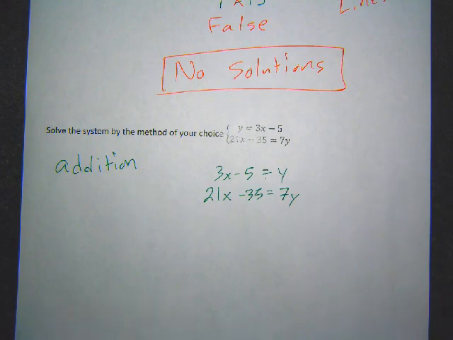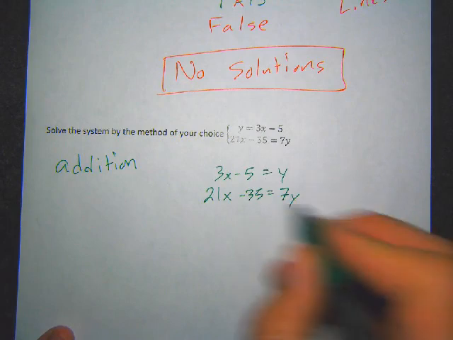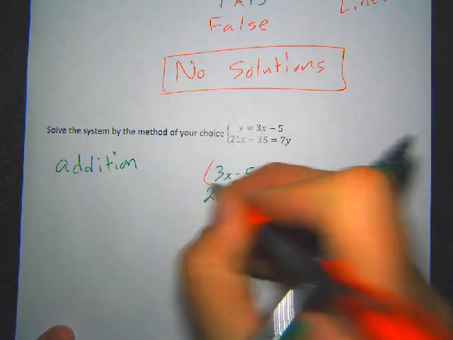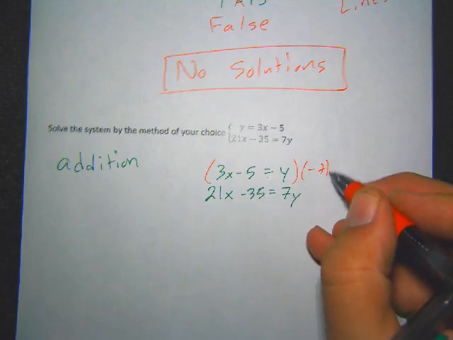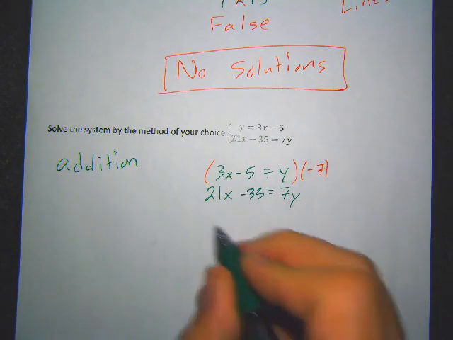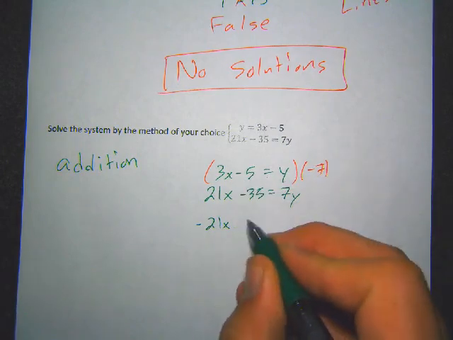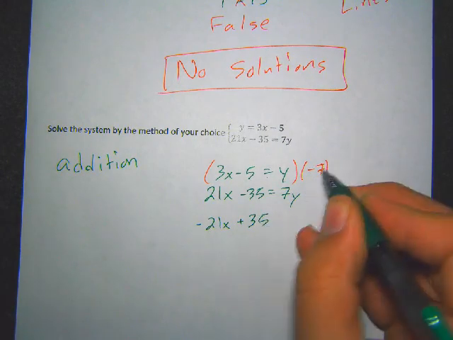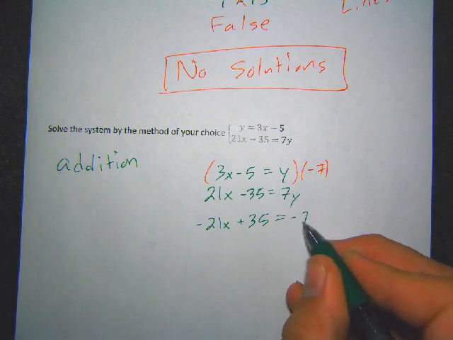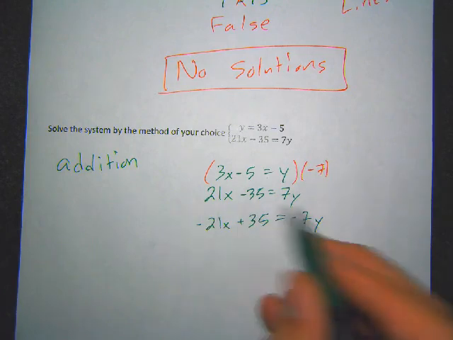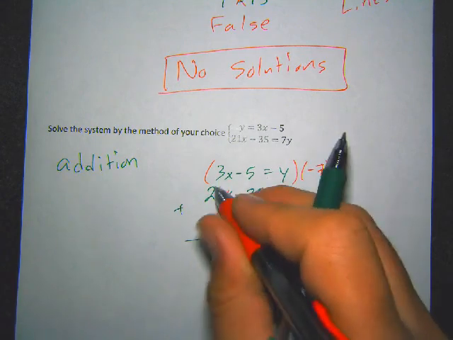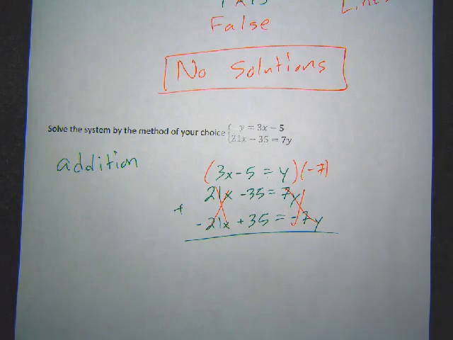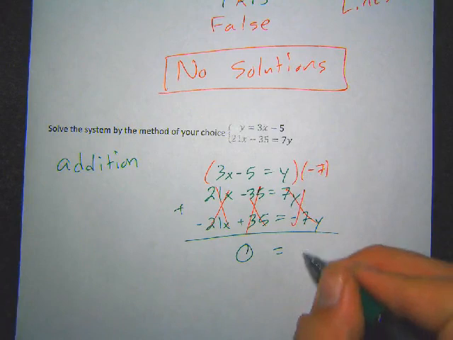Next thing, we need things to cancel. So I'm going to multiply the top equation by a negative 7. If I multiply by negative 7 here, the x's will cancel. So negative 7 times 3 is negative 21x. Negative 7 times negative 5 is positive 35. Negative 7 times y is negative 7y. If I add that with the bottom row, so I take those two and add them together, then you can see that the x's would cancel, the y's would cancel. In fact, the numbers cancel. You end up with nothing on the left, so 0, nothing on the right, so 0.